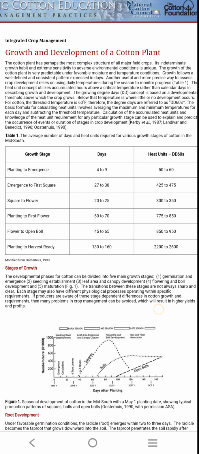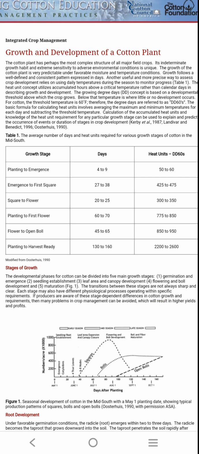Cotton has an indeterminate growth habit and it is extremely sensitive to adverse environmental conditions. The waterlogging condition extremely affects cotton, because if water logs in the cotton field, the cotton plant does not grow well. It requires a semi-arid type of climate, not huge humid conditions. The growth of cotton is very predictable under favorable moisture and temperature conditions.